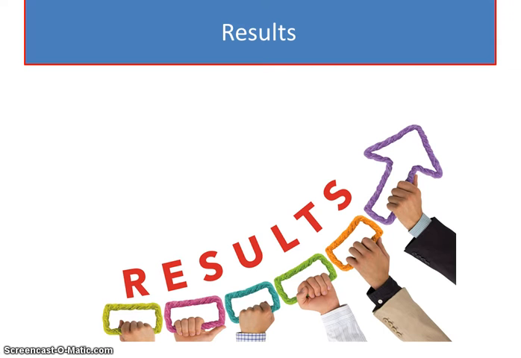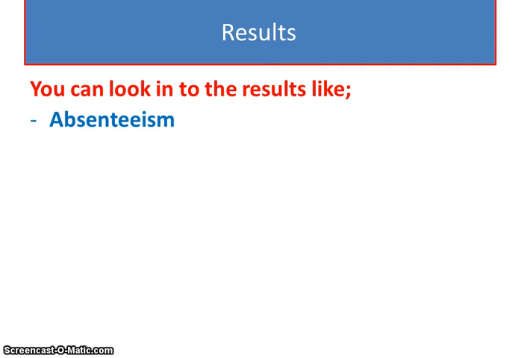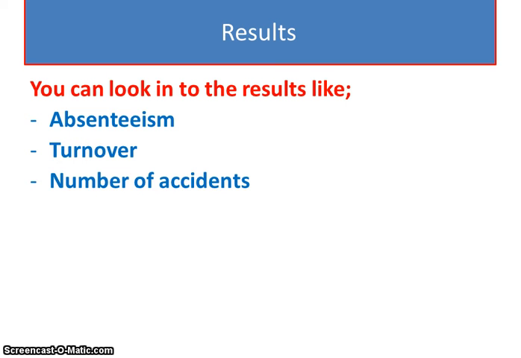Results, as the name itself shows, you are looking into certain results to decide whether the training program was effective or not. What are the different results you can look at as a manager or as an organization? You can look into absenteeism of the staff members. If the absenteeism is more after the training, that means the training was not effective. We can look into the employee turnover. If the staff members are given better opportunities to perform in their work, we expect that the staff members will stay with the organization. So if the turnover is more, even after the training, that means the training was not effective. You can see the number of accidents committed during their operations. If the accidents are less, that means the training was effective.